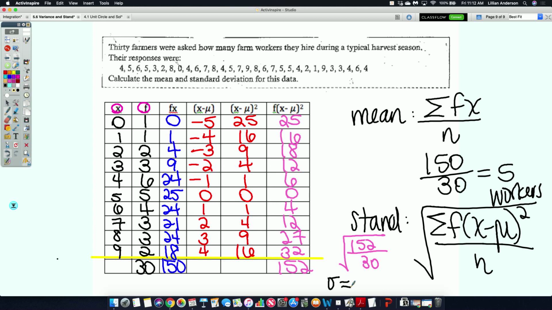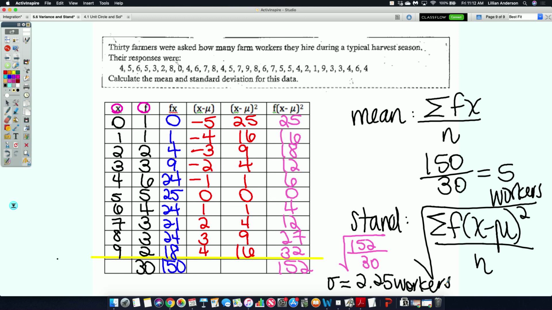Now, standard deviation, you want to make sure that you round to 3 significant figures. What'd you get? 2.25. So it'll be 2.25 workers. Okay, that's a small standard deviation. That means it wasn't like someone hired 25 workers for a harvest season, pretty much all around the same.